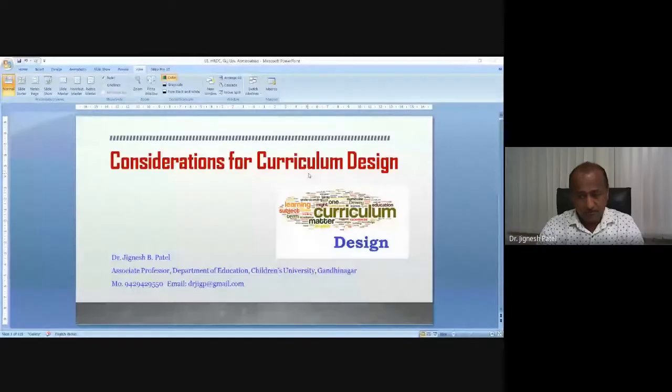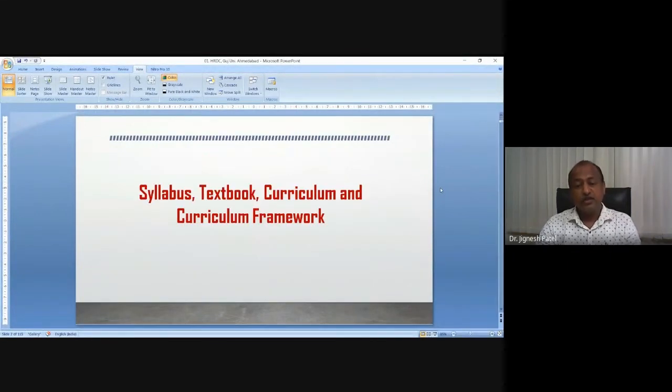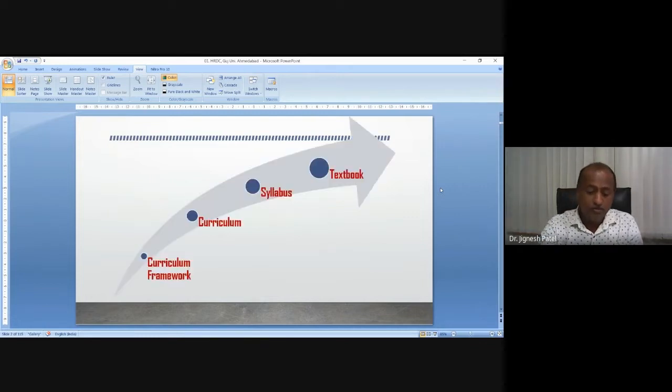So not wasting too much time, I'm going to start my presentation on consideration for curriculum design. We can say that four different concepts are very important in curriculum design, and those are syllabus, textbooks, curriculum, and curriculum framework. While talking about these four different topics, we can go one by one.